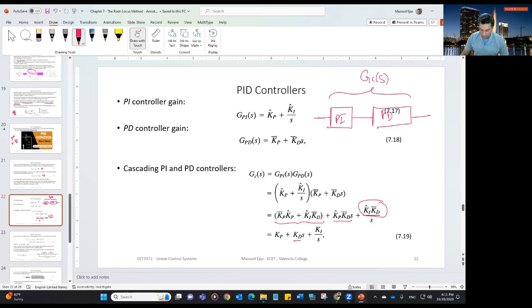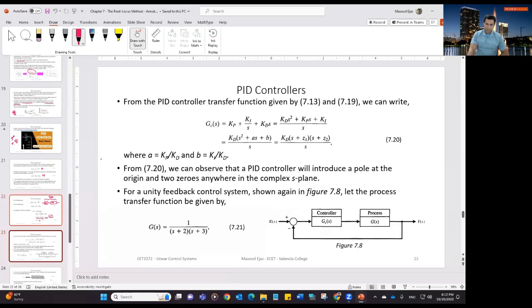So two controllers connected in cascade, one PI and one PD, can also produce a PID controller. An example. So (KP over S plus KI over S) plus KD S, S is the common factor in the denominator. So we can also write the gain as (KD S squared plus KP S plus KI) over S.